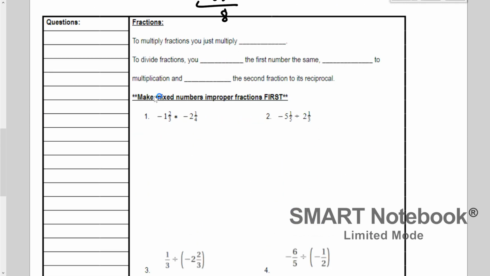Fractions. So multiplying and dividing fractions I think are actually easier than decimals, which is different from adding and subtracting, I feel. Because to multiply fractions, remember, you just multiply across.